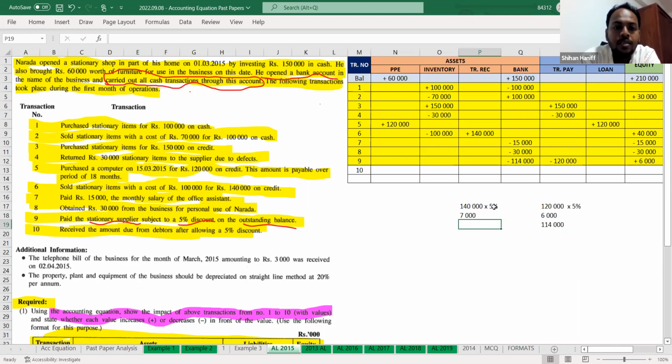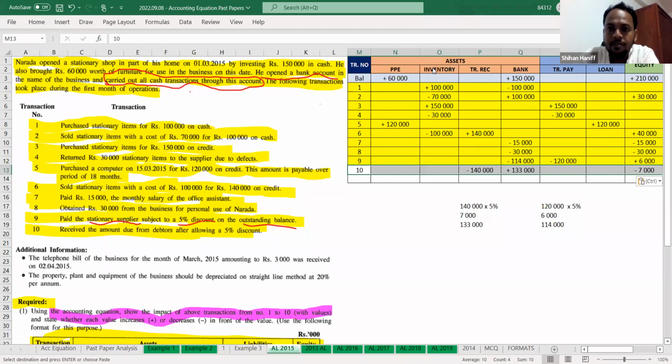Then how much will we receive? 140,000 minus 7,000. Then 133,000. So we can write trade receivables completely settled minus 140,000. And the bank balance will increase by 133,000.